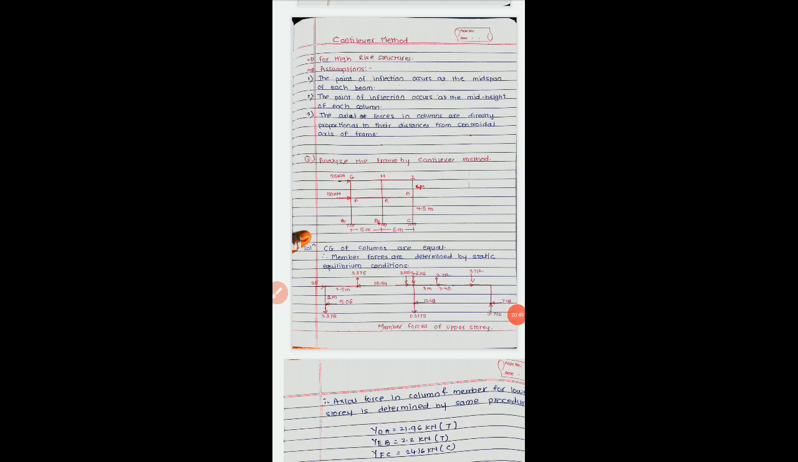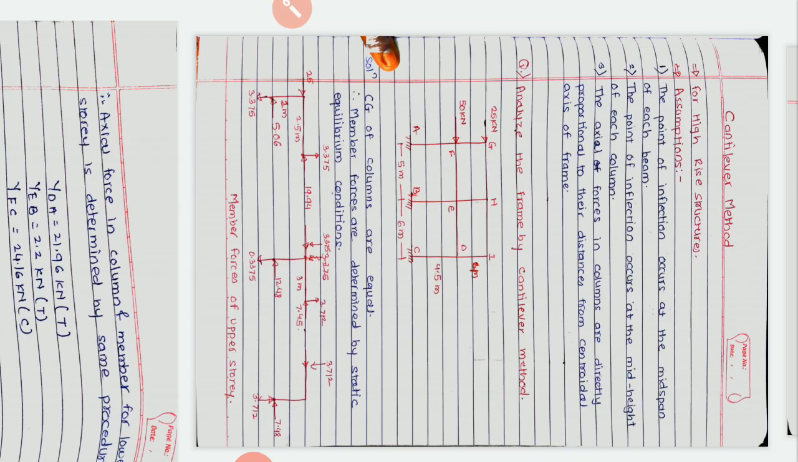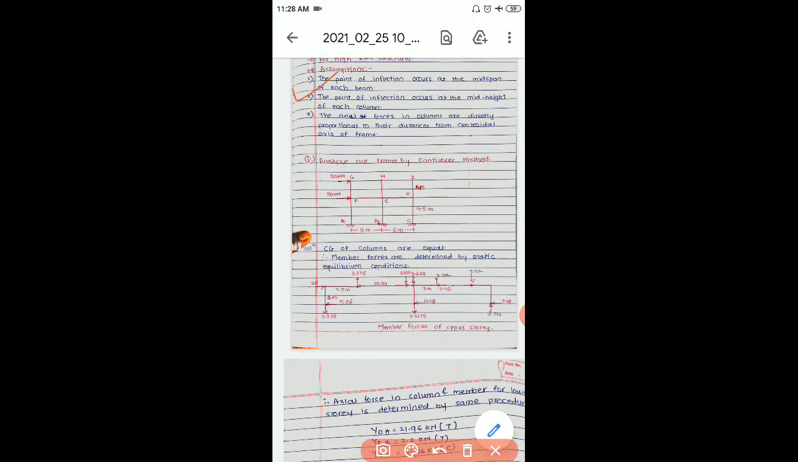So the next step is the cantilever method of analysis, and as I have told you, the cantilever method is used for high rise buildings and the portal frame method is used for low rise buildings. So what are the assumptions? Some assumptions go parallel. In the cantilever method, the point of inflection occurs at the midspan of each beam and mid height of each column. These two assumptions are the same in both methods.